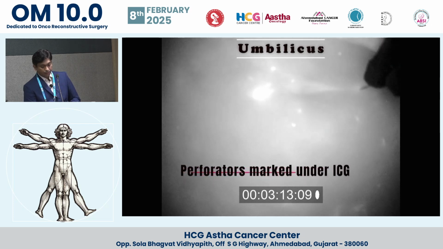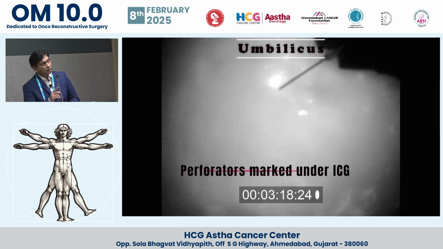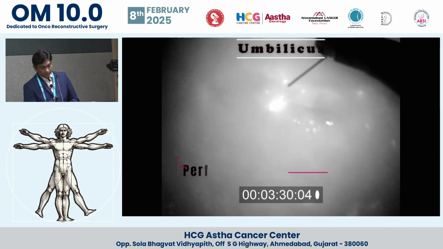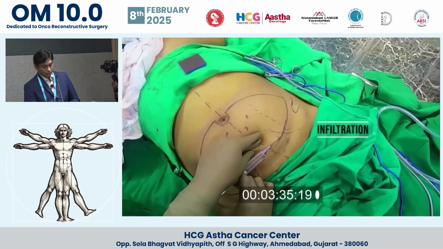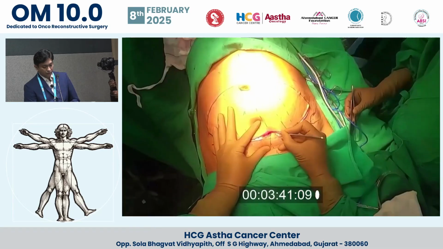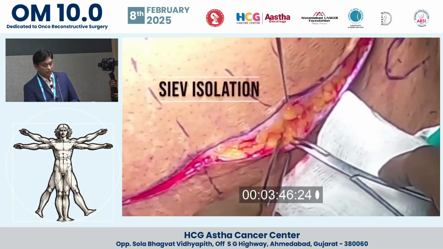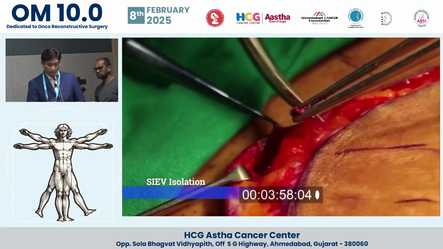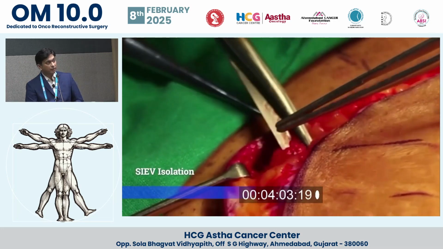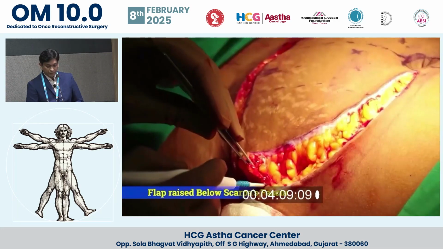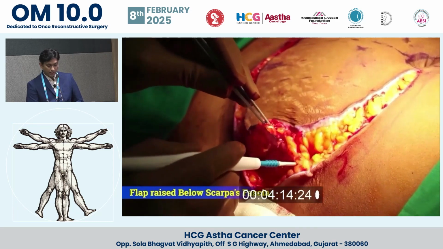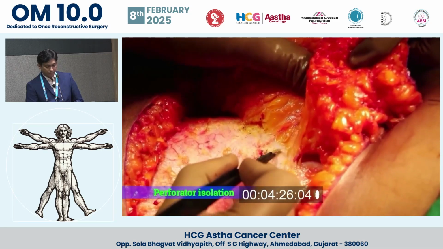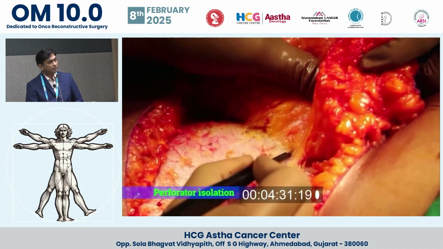We also do ICG. The illumination is basically the previous marking of our perforators. We just get them illuminated. Then the adrenaline infiltration. First, we isolate the superficial inferior epigastric vein, which could be a major draining vein in 5% of the patients. So we preserve it. Then we start harvesting from the lateral side, raising over the rectus fascia, and start identifying perforators in the periumbilical area.